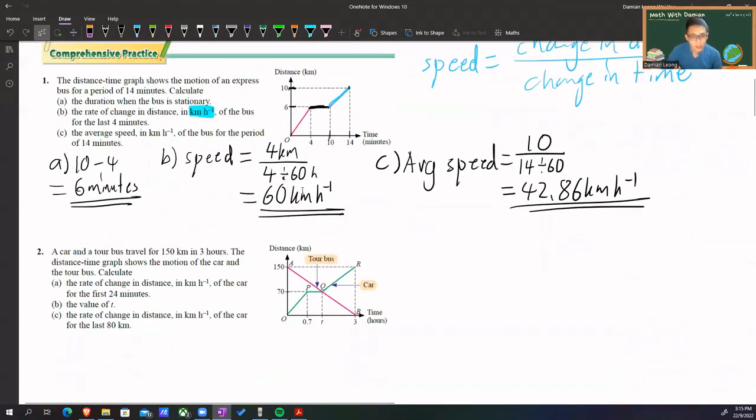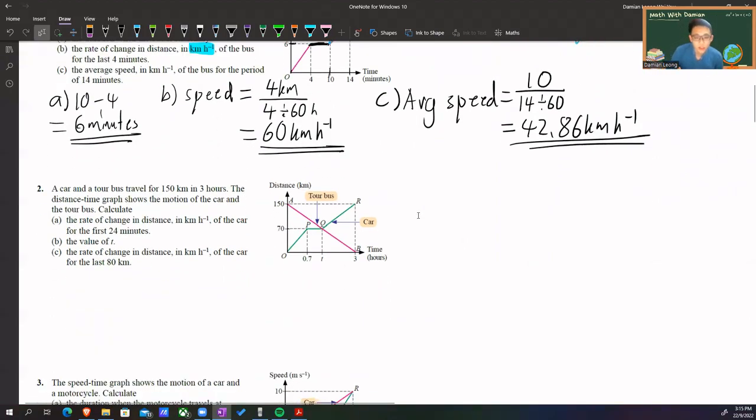Then, if we look at the second question, a car and a tour bus, so there are two things traveling over the distance. One is from 100 km away, going to 0. One is from 0 km, going to 150 km away. So first question here, they want the rate of change in distance of the car for the first 24 minutes. So you need to be aware which is which. For the car, we have to only look at the car.